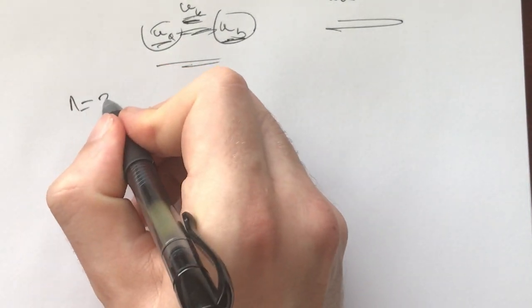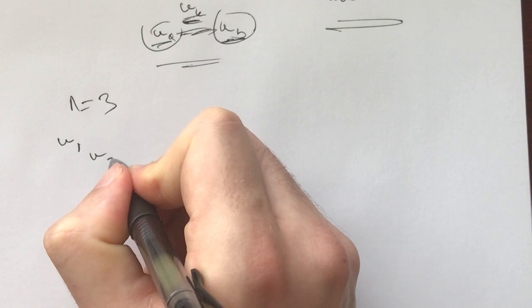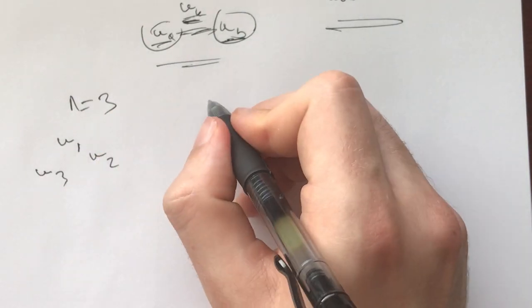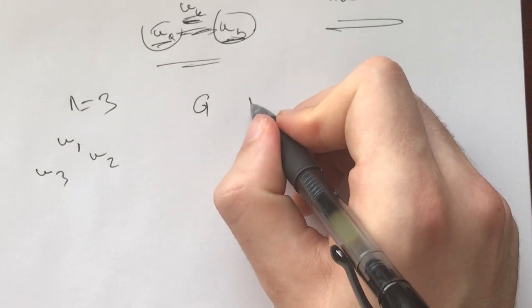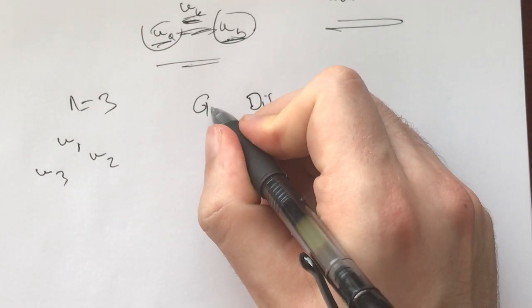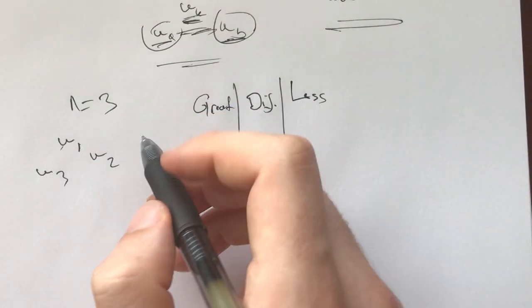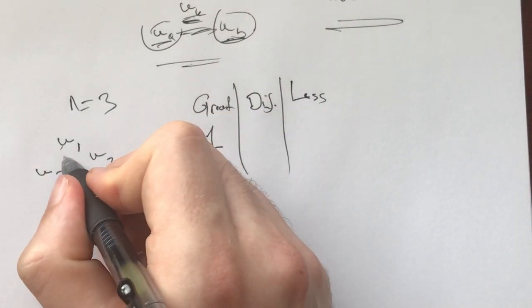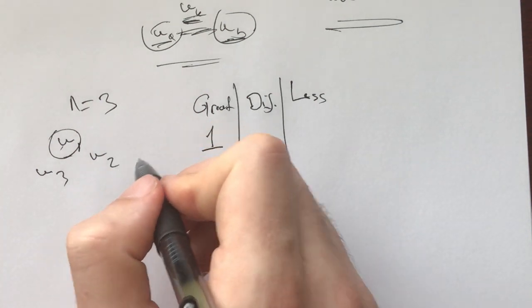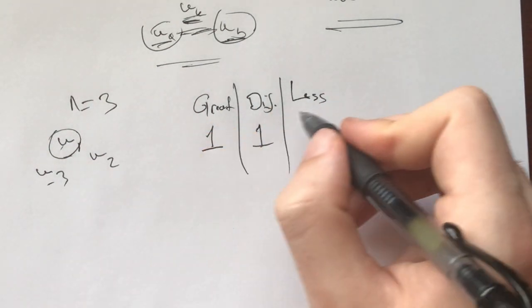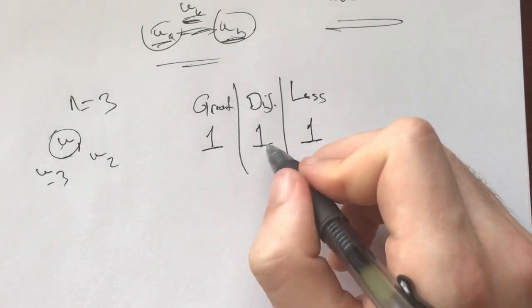So for example, for n equals 3, we have W1, W2, W3. So first one is a pivot. So let's do this as both greater than, being different, and the other one is both being less. So they're both greater, they're ones. With W1, they're both greater. With W2, they're going to be different once. And for W3, they are both going to be less. So it's 1, 1, 1.